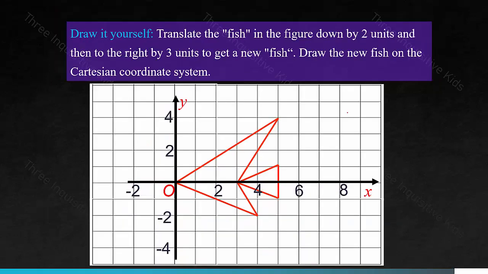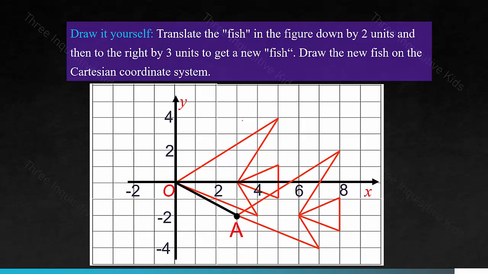Here we have a so-called fish, and I want you to translate it down by 2 units and then to the right by 3 units to get a new fish. Draw the new fish on the Cartesian coordinate plane. First, you translate it down by 2 units and then to the right by 3 units. Or you can first translate it to the right by 3 units and then translate it down by 2 units to get this figure.